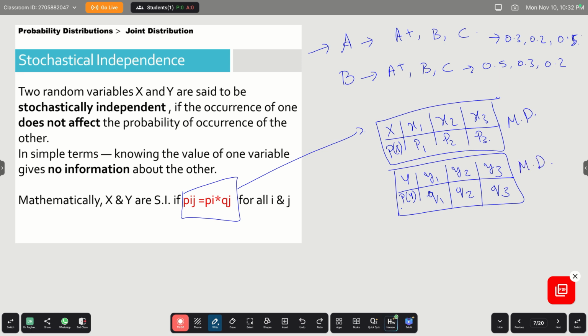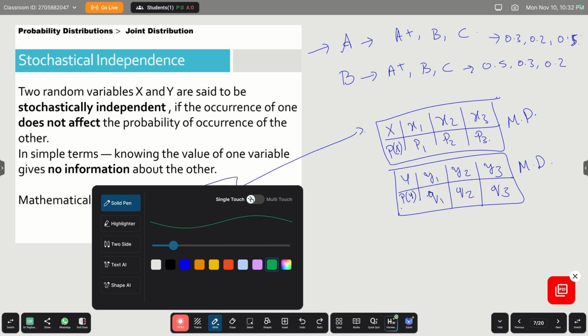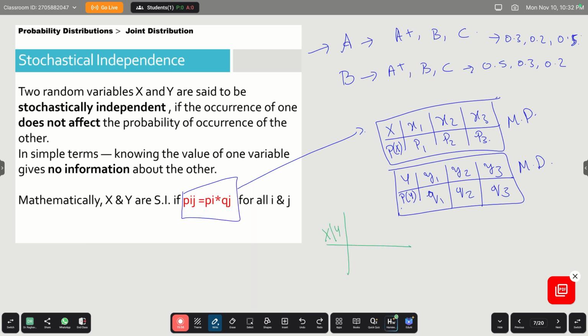of y. And also we have a joint probability distribution. Let's say y takes the values y1, y2, y3, and x takes the values x1, x2, x3. So these probabilities are P11, P12, P13. Next row it will be P21, P22, P23, and next row it is P31, P32 and P33. So this green table is the joint probability distribution, and these blue tables are marginal distribution of x and marginal distribution of y.